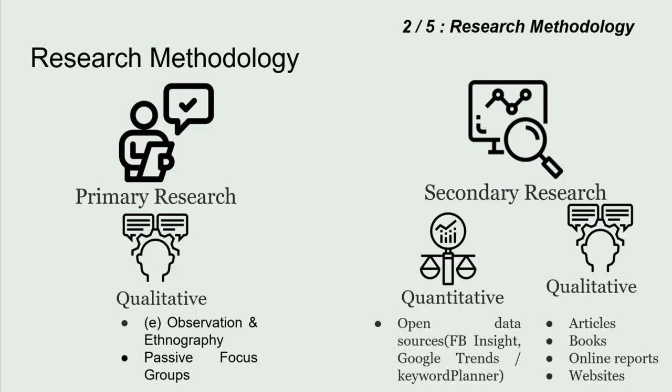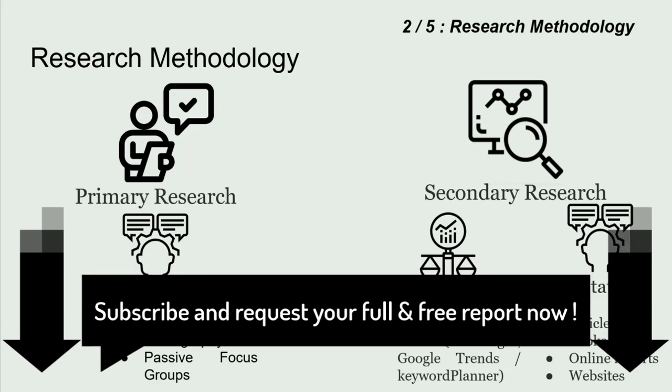In order to fulfill the research objectives, a research methodology is adopted. In the current research, primary and secondary research are conducted. Among the primary research, qualitative data about the online freelancing market is collected. This data is mainly based on passive focus groups. It's also based on passive observation and ethnography. On the other hand, secondary research is based on qualitative and quantitative data. Qualitative data encompasses research among books, articles, and high-quality blog posts. Quantitative data is mainly based on open data sources.